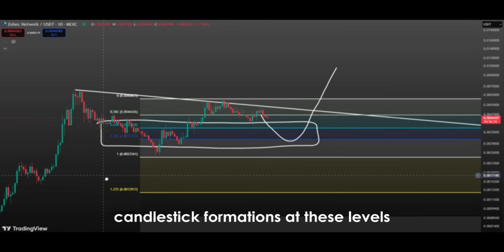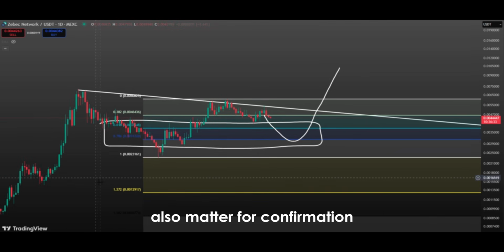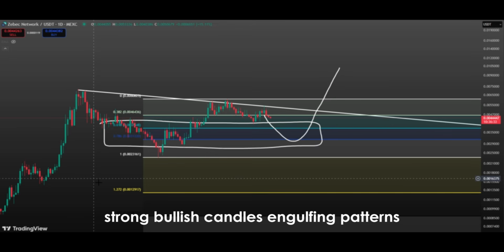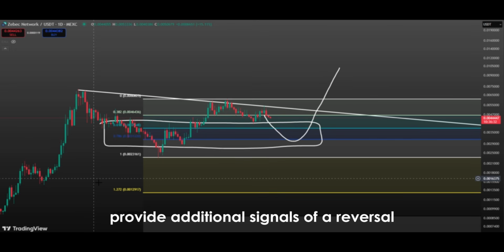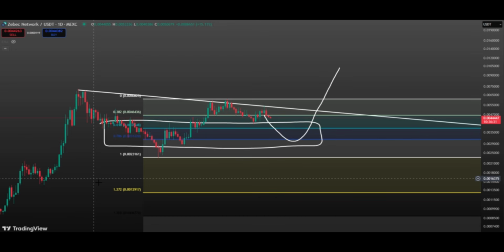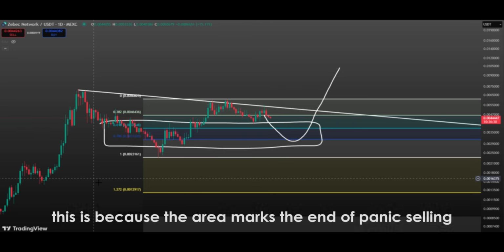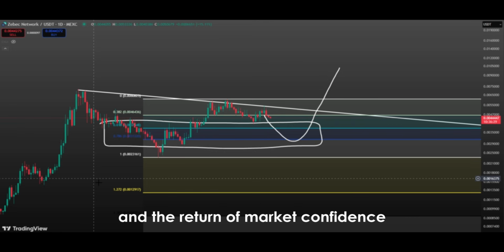Candlestick formations at these levels also matter for confirmation. For instance, at the 0.618 level, strong bullish candles, engulfing patterns, pin bars, or wicks provide additional signals of a reversal. At the 0.786 level, sharp wicks followed by high-volume bullish candles are often seen. This is because the area marks the end of panic selling and the return of market confidence.